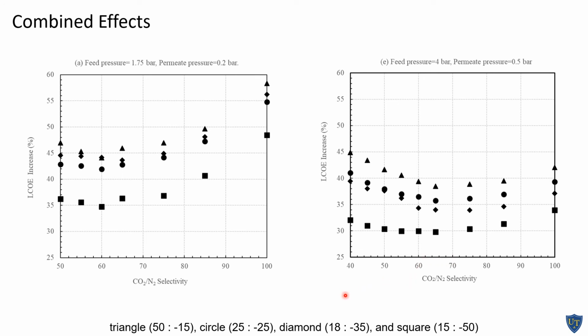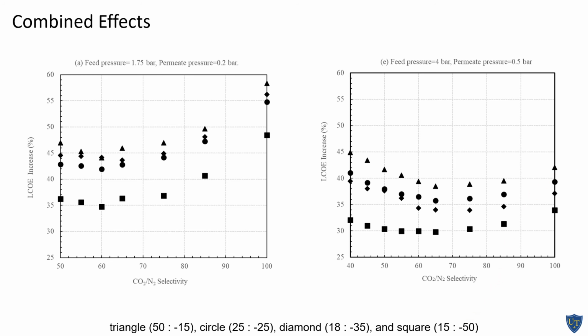We also see that we can reduce the increase in the levelized cost of electricity by going to conditions in which we have a slightly lower pressure. And so the square symbols here represent a pressure of 15 bar and a significantly lower liquefaction temperature, in this case of minus 50 degrees centigrade.